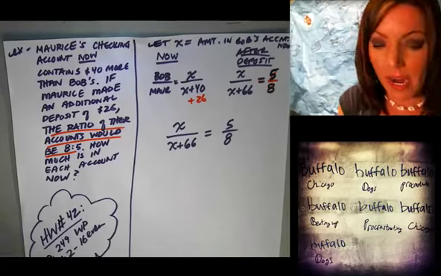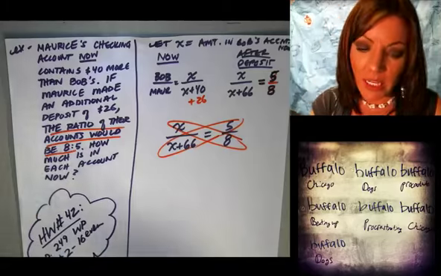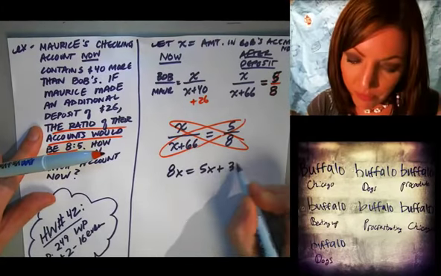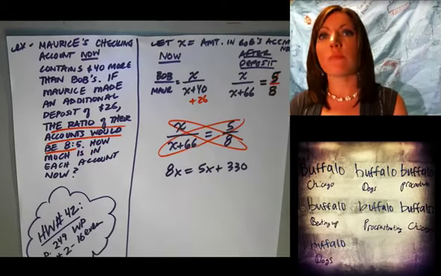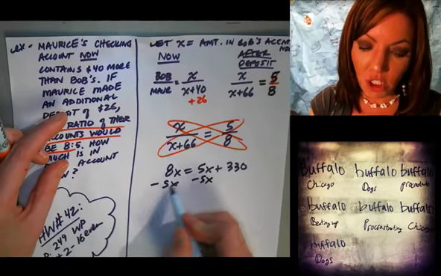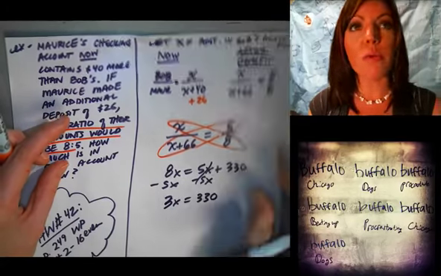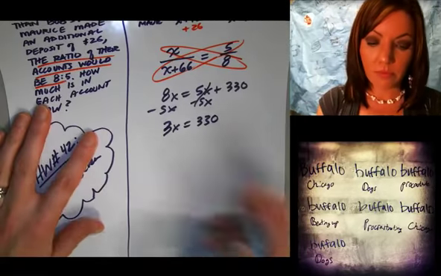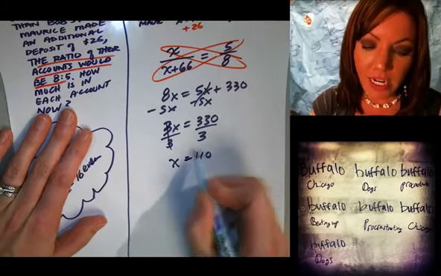So, how do I solve this now that I have this wonderful proportion set up? Cross multiply. All right. So we get 8x equals 5x plus 330. Then what? How do I go from here? Subtract 5x. Good. Everybody give it up for Rachel. 3x equals 330, and then what? Divide by 3. Good. X equals 110. Everybody give it up for Taylor.